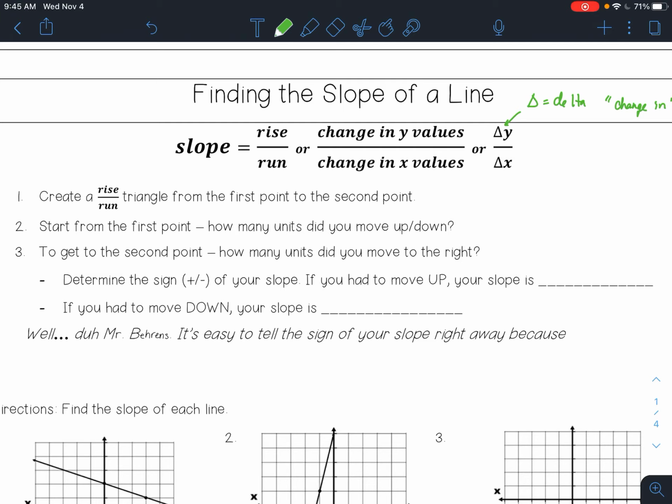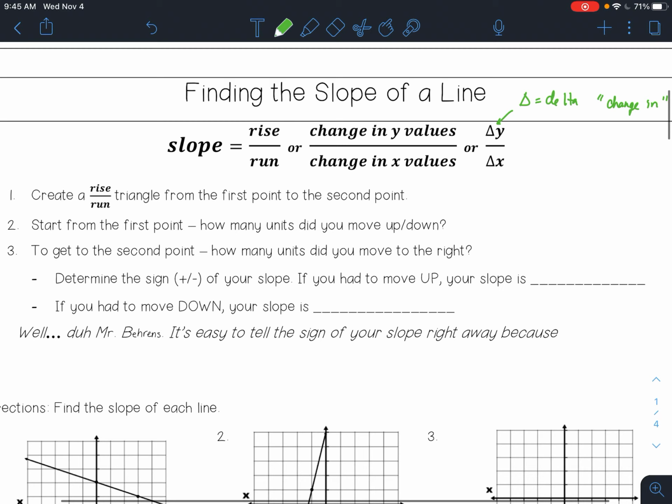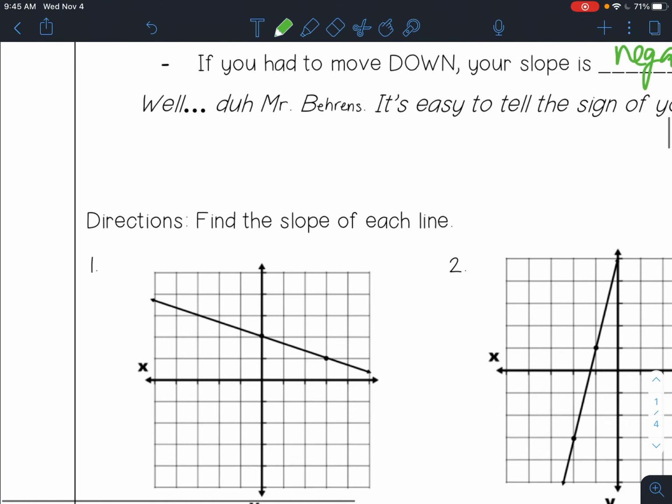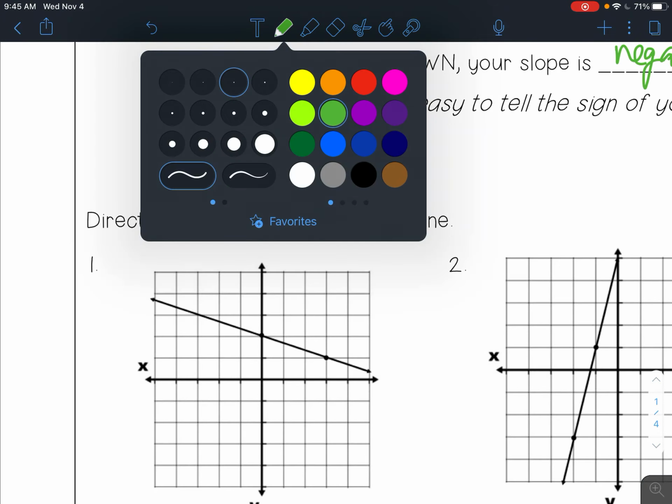Now here, this is putting it a little more formally, where it forces you to start at the left point and move to the right point, just because we always read from left to right, so it's a little more simple to do that. And you can if you want to, because if you're always moving from left to right and you had to move up, your slope we know is positive. If you had to move down, your slope is negative.